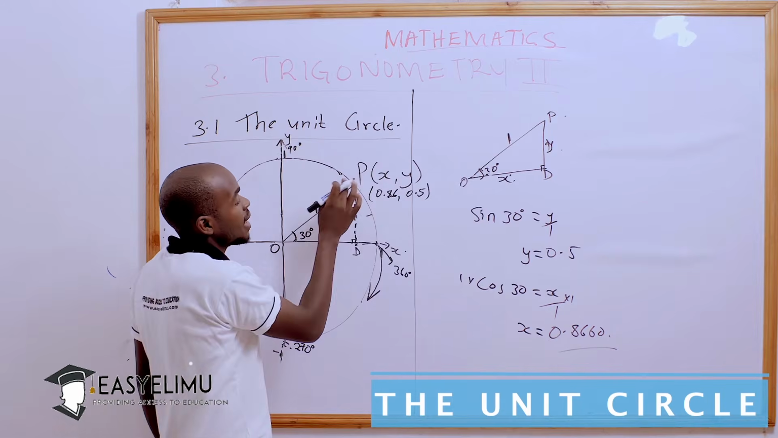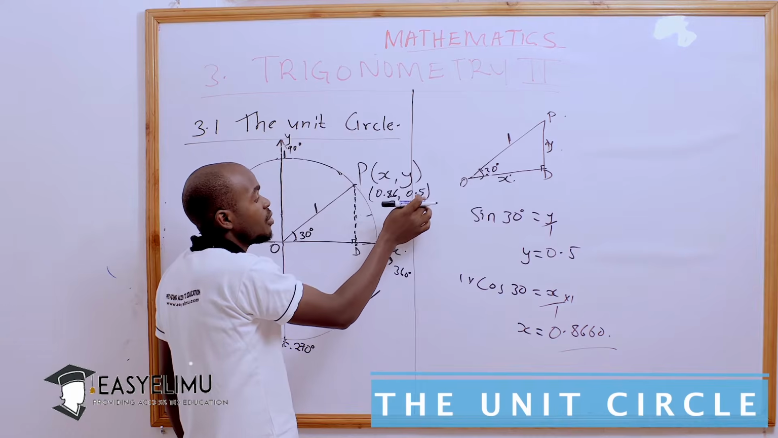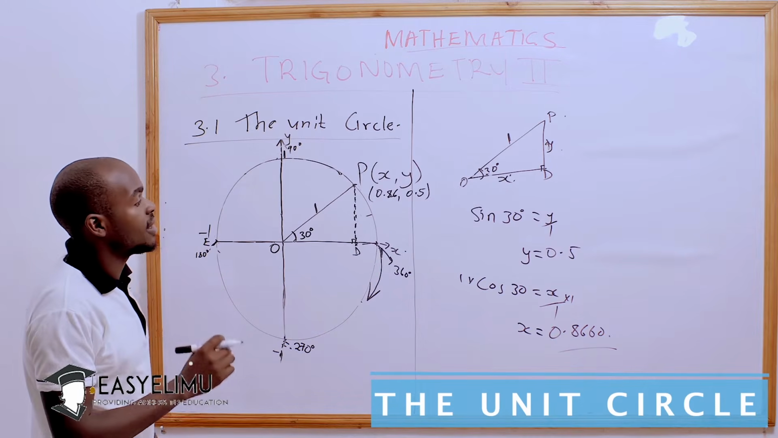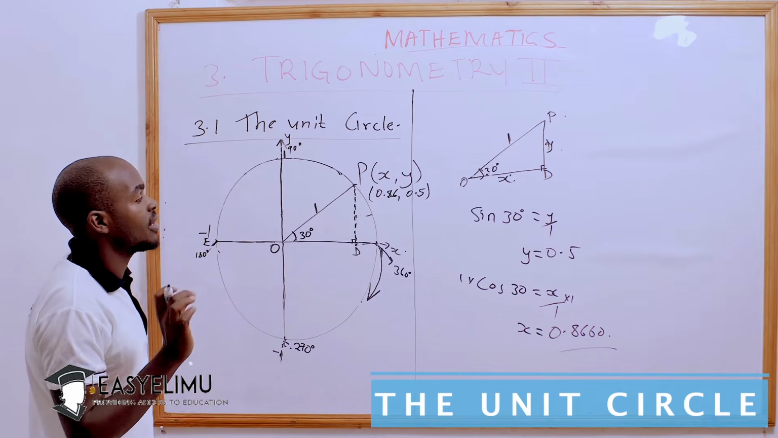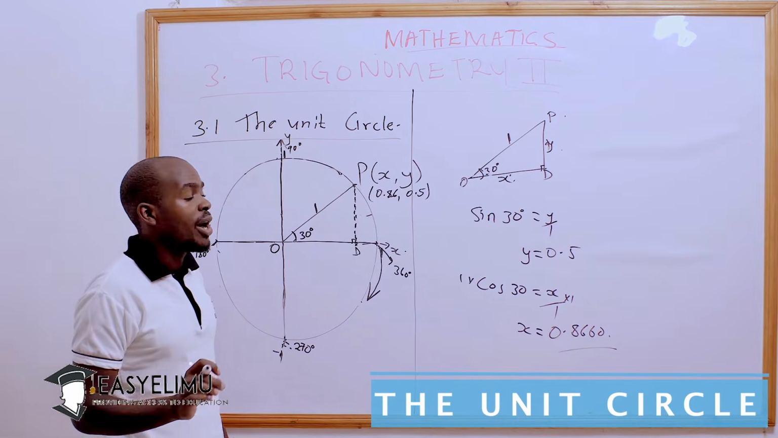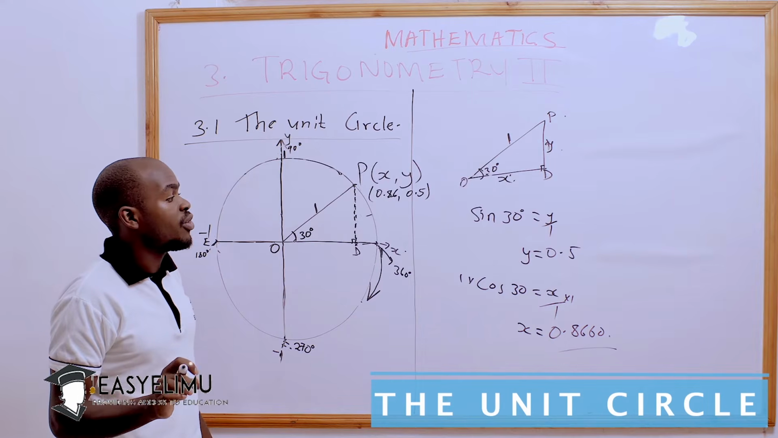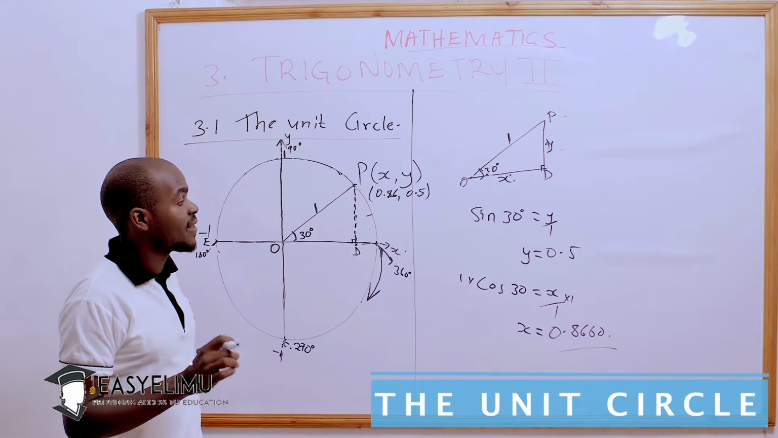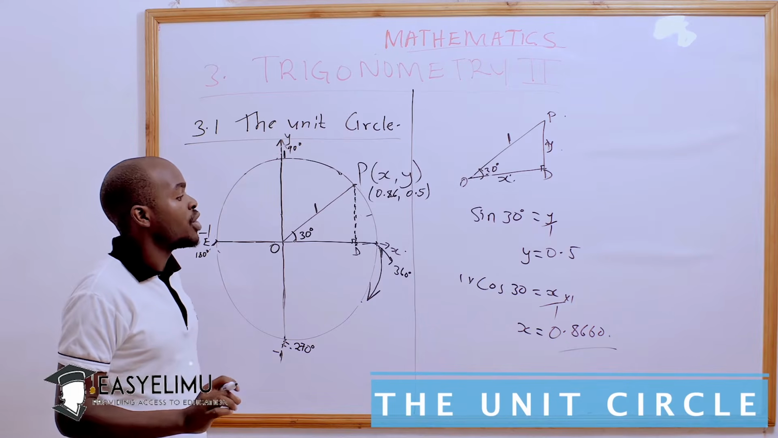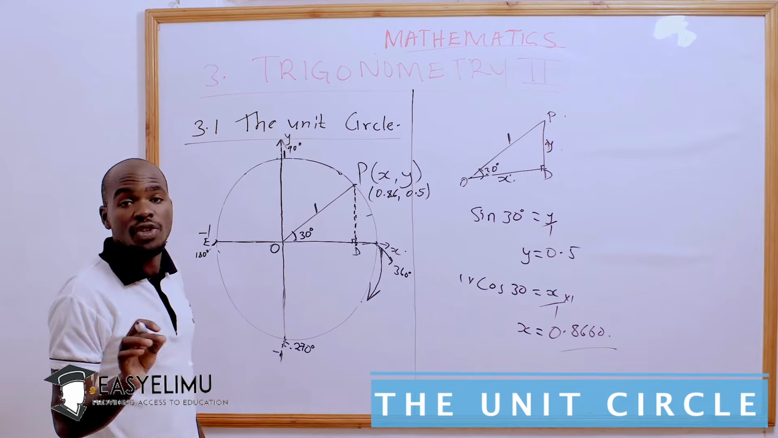So the coordinates at the point, you will find as 0.86 and 0.5, where 0.86 is the x-axis value and 0.5 is the y-axis value. And from calculation, we have found that the y coordinate is equivalent to what? To the sine of that angle. So the x coordinate is equivalent to the cos of that angle.